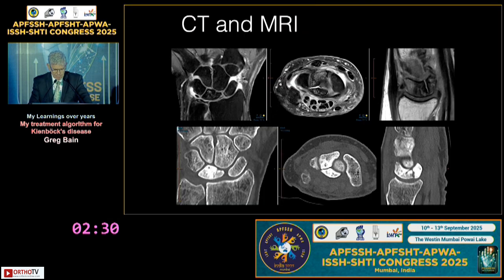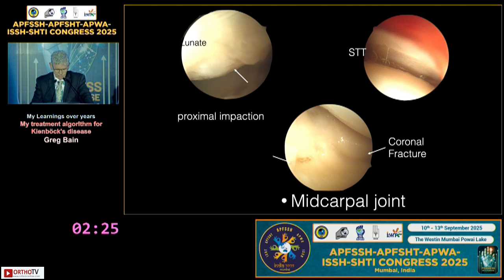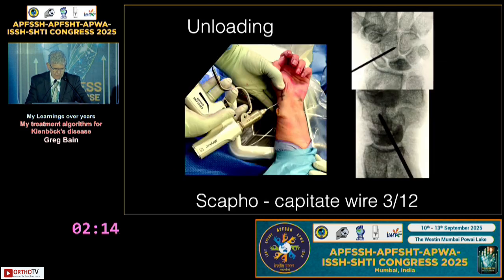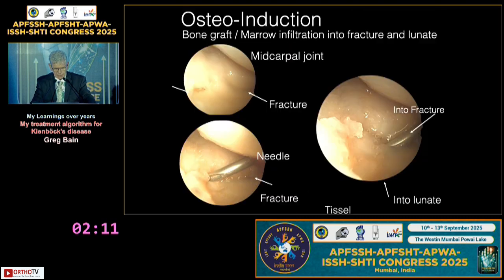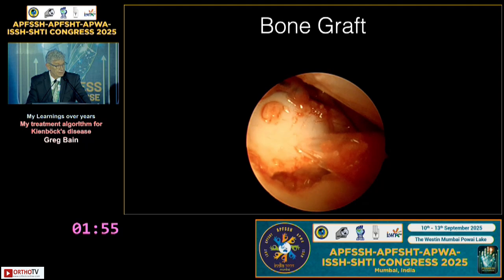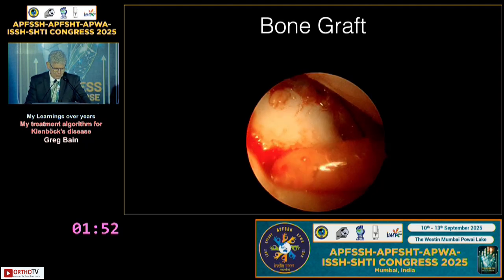So this is a case of mine with sclerosis of the lunate, an obvious fracture, and at arthroscopy we see this impaction on the proximal aspect of the lunate, a coronal fracture. We've done the radial forage, which increases the vascularity of the entire wrist, a scaphocapitate pin to unload it, and at arthroscopy we've put some bone graft or bone marrow into the fracture. This is a case where we've done this, and we can see that by extending the scaphoid we've been able to get some improvement in the shape, and I think this patient's got improvement in their pain, but the lunate fracture had not completely united.